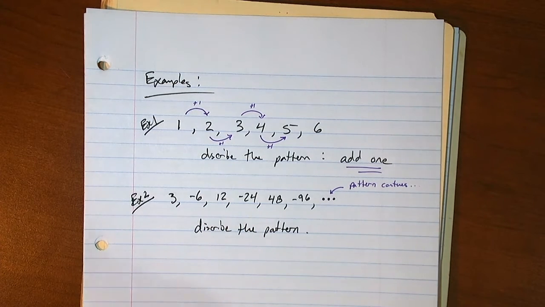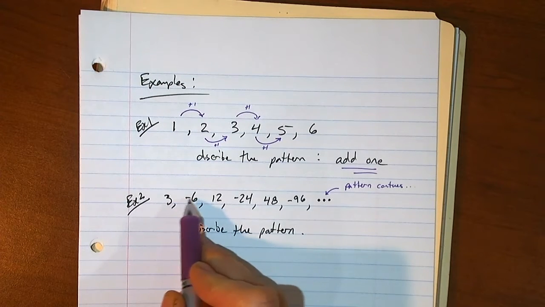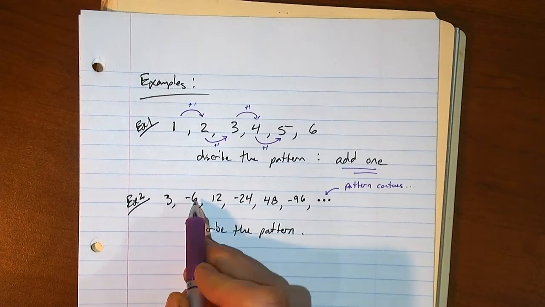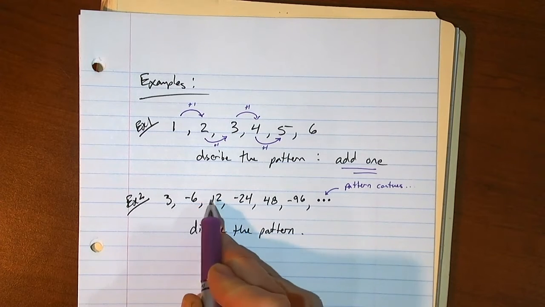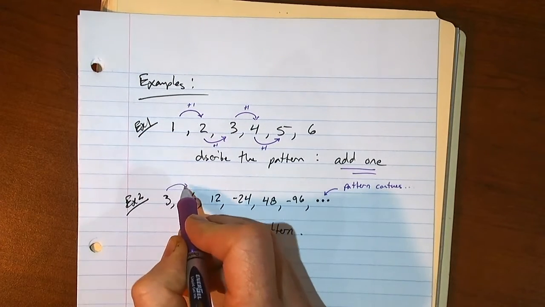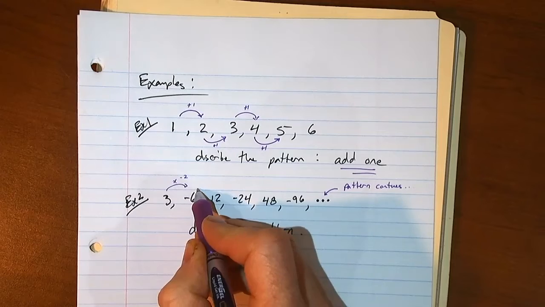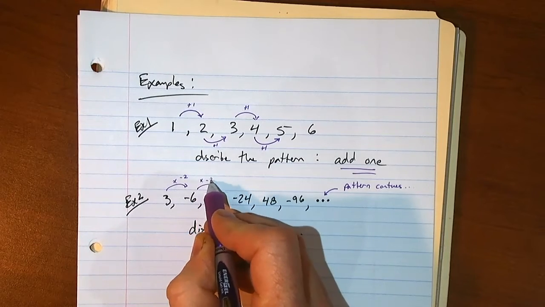Maybe the pattern is multiplying. So if I were to multiply to go from 3 to -6, I would have to multiply by a -2. To go from -6 to 12, well, hey, if this is times a -2, notice this one is also times a -2.